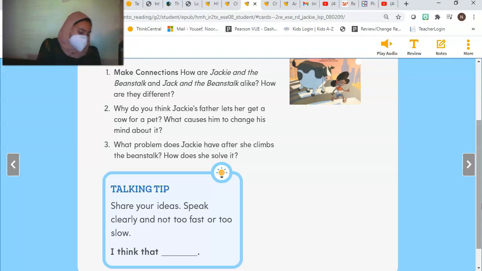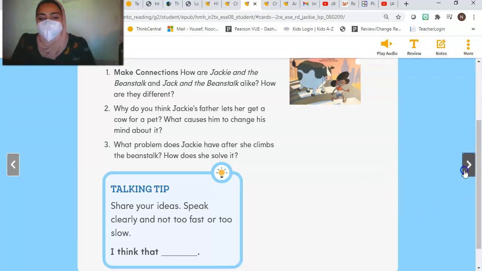Good. It doesn't fit. It takes a lot of space. It makes a huge mess. Very good. What problem does Jackie have after she climbs the beanstalk? She stole the harp. And how does she fix it? She gives it back and apologizes. Excellent job. Very, very good.